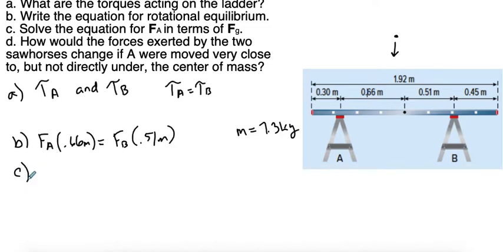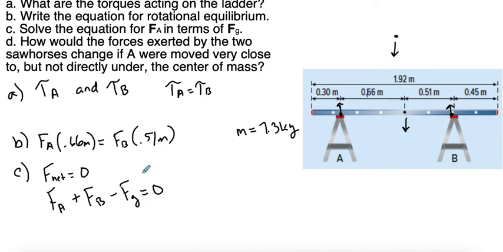So C, solve the equation for F sub A in terms of F sub G. What that is asking is a net force equation. Our net force is 0, and we have 3 forces acting: that force pushing up, that force pushing down, that force pushing. So the forces acting in this scenario are force of sawhorse A, and we're going to add force of sawhorse B, because those are both in the same direction. They're positive because they're going up. And then we have minus that force due to gravity on the ladder. That is set equal to 0. Okay, so we can solve for F sub A.